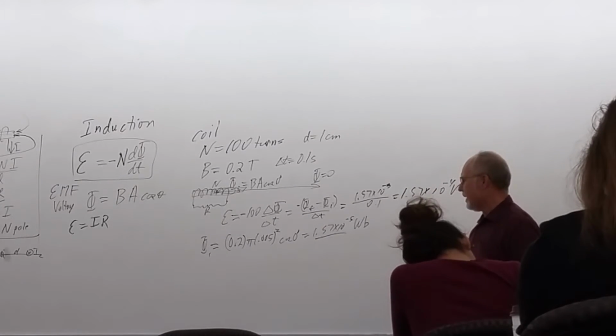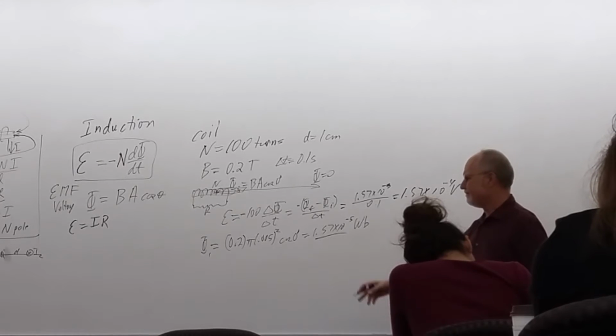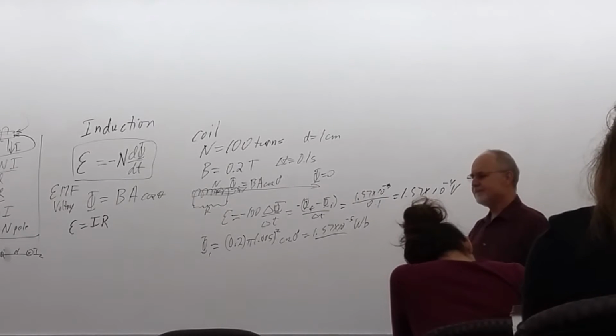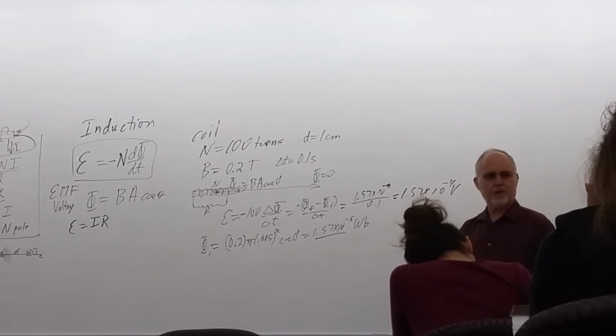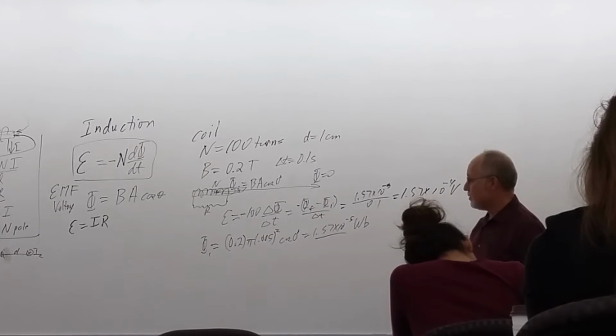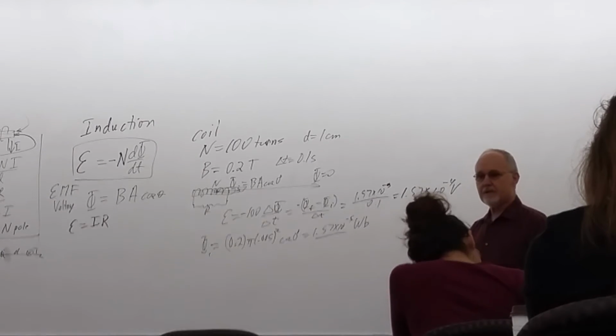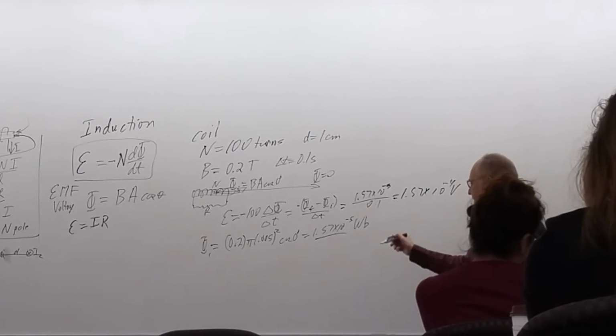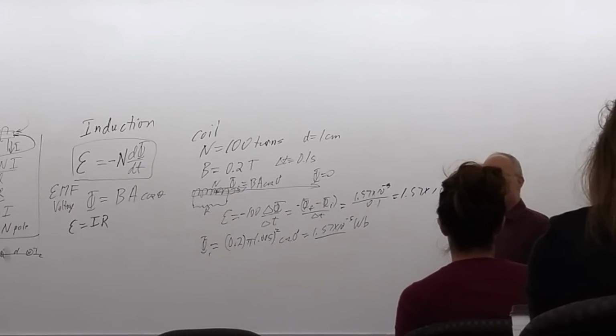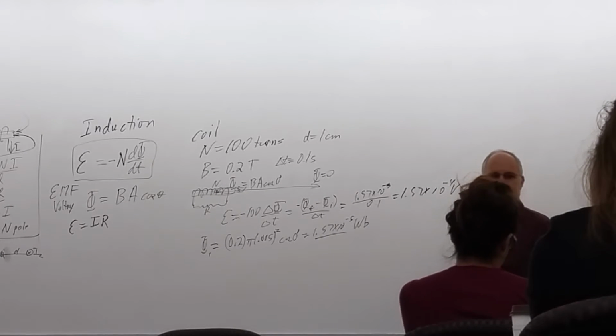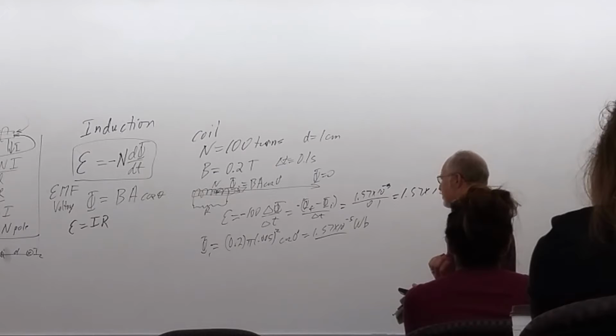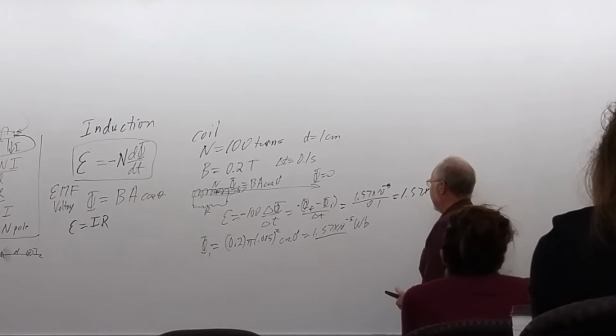And then if you were told the resistance of this coil, or the resistance of the circuit that it's hooked up to, then the voltage would equal the current times the resistance. So the induced current is that voltage divided by whatever the resistance is. You can make those sort of calculations.